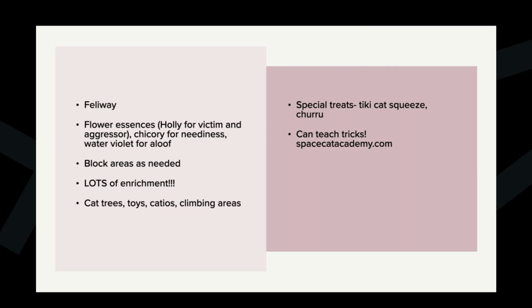Lots and lots of enrichment. You can't have enough. These are wild animals that chose to come in our homes. Cat trees, toys, catios, climbing areas. They have the ones where you can build them on your walls. Those are really cool. Do I have that? No, I wish I did. Special treats like the Tiki Cat squeeze treats and Churu. You can teach tricks. My oldest child taught her cat probably 100 tricks. He is so smart. SpaceCatAcademy.com is one of the places you can go to learn cat tricks.